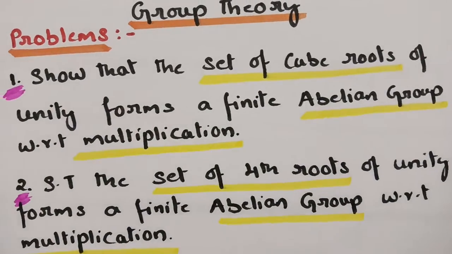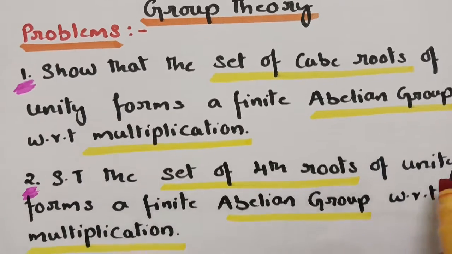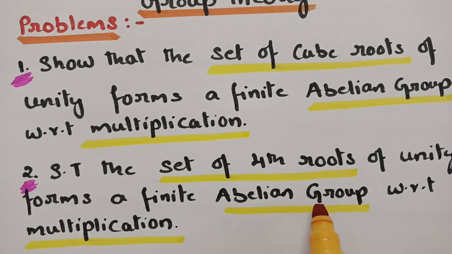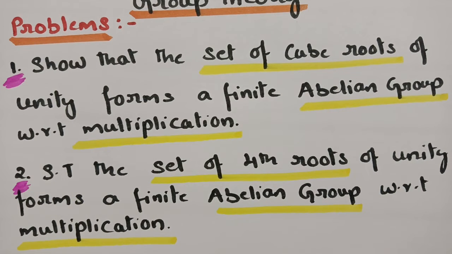So is it not easy? That is, the cube root of unity forms an abelian group with respect to multiplication. And the next thing here is, the set of 4th roots of unity forms a finite abelian group with respect to multiplication. So we have to take a set where, if you take the power as 4, unity will be the answer. So let's get started to solve this one.